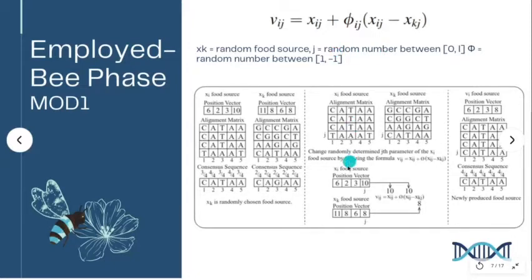As we can see here, this is our current position vector, and our j came out to be 4. So we're putting the jth element of our current position vector in this equation with the jth element of our randomly generated position vector, and we get a value of 8. So we change the jth element's value to 8. So this becomes our new food source.